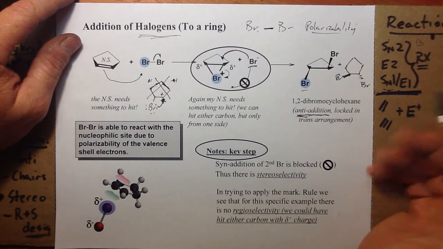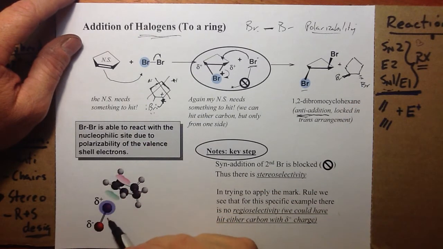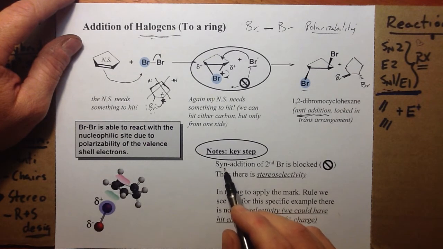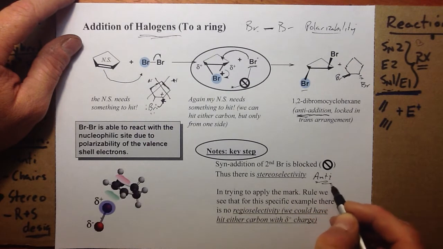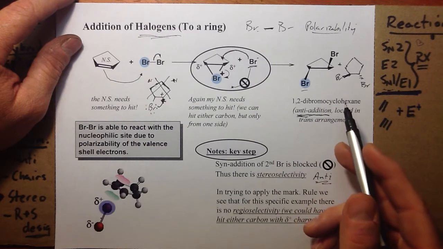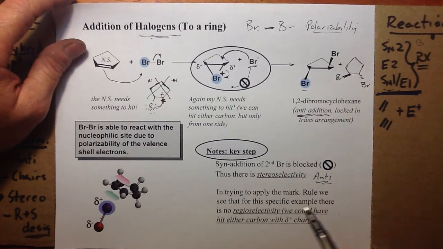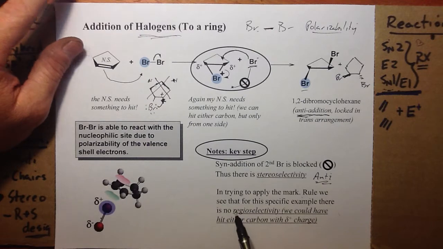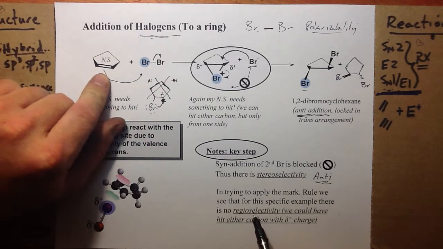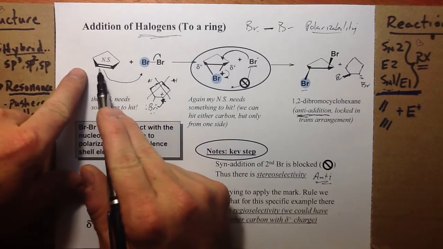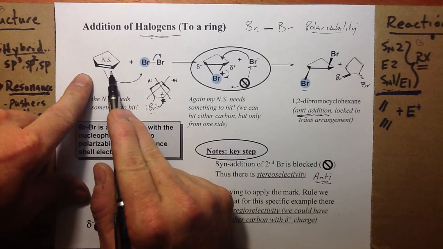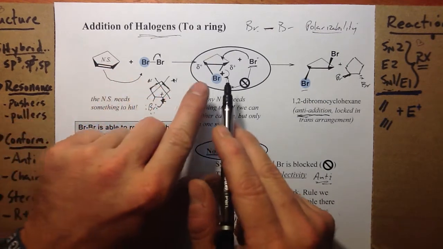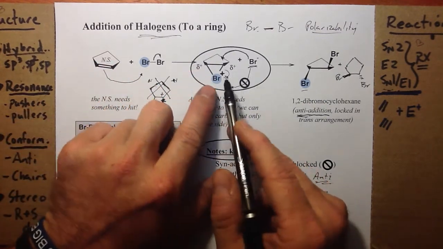All right. Again, Br2 is able to react because of its polarizability, its weak bond. We want to remember that syn addition is blocked, so we have to have anti-addition when we consider the second step to put the other bromine on. In trying to apply the Markovnikov rule, we see that for this particular one, we can't apply it. We just don't have a differing number of hydrogens. We'll have that on the next slide. We have one hydrogen here and one hydrogen here. That, I guess, limited what we could define in the second step.